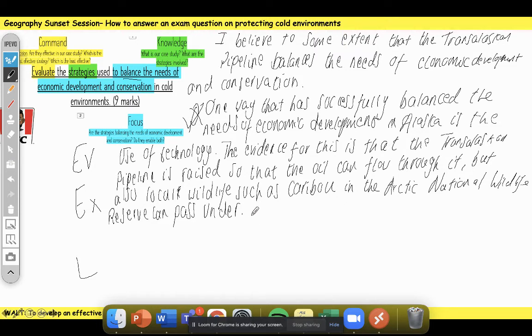So finally, an explanation. And with evaluate questions, with assess questions, there is no better evaluation than a comparison. So I can make my point look really good by comparing it to a different method. So what I'm going to do is explain why that is a good thing by comparing it to a different method. So this is more effective than action by governments. So introducing my second strategy.